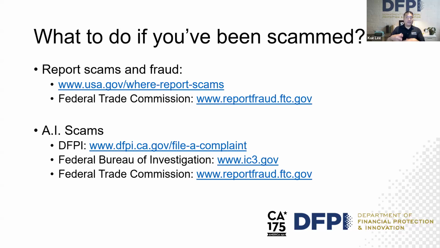So if it's any kind of broad scam, you could start at usa.gov/where-report-scams. It's kind of a walkthrough of what kind of scam you were a victim of and where you should go to report it. Again, we talked about the FTC's report fraud website, reportfraud.ftc.gov. And if it's an AI scam specifically, you could always submit a complaint to the DFPI. Our link is there, dfpi.ca.gov/file-a-complaint. The FBI, again, has their ic3.gov. And of course, you could always submit AI scam information to the Federal Trade Commission as well.